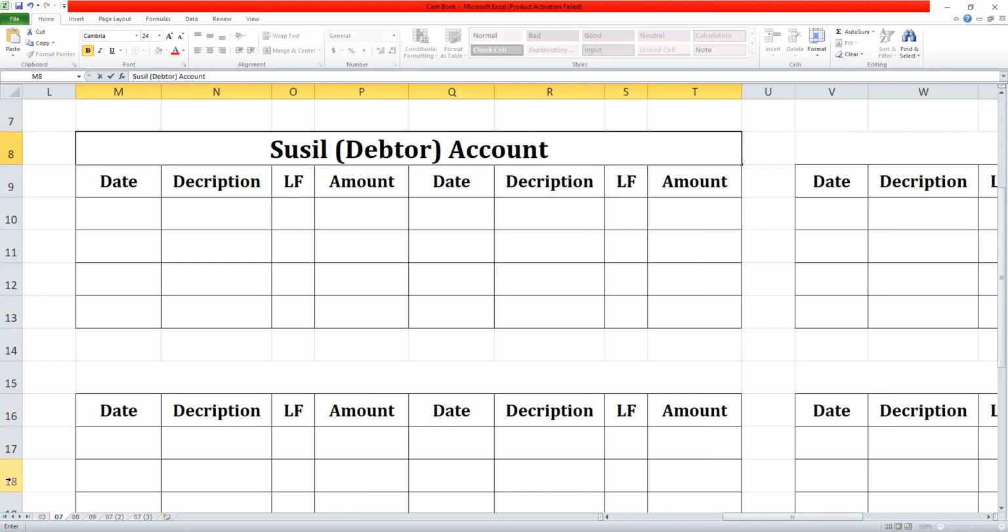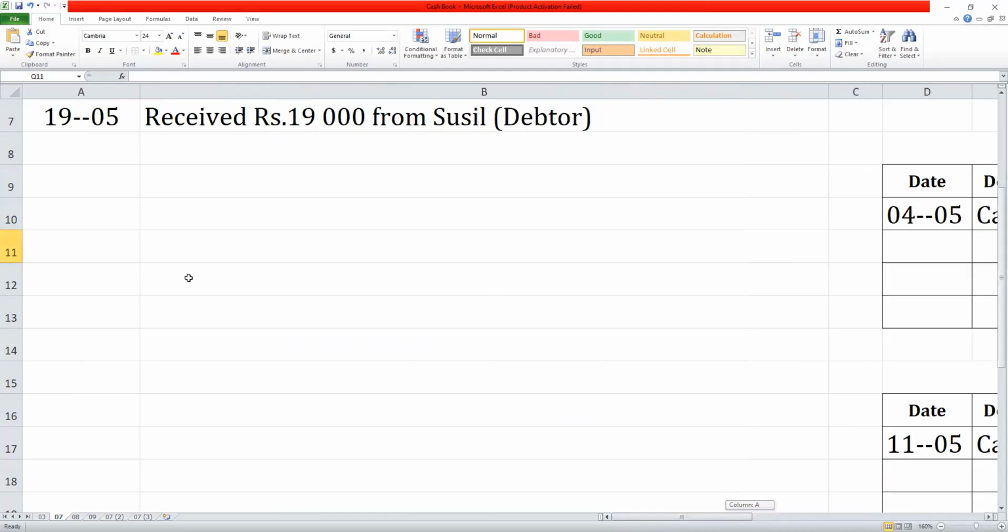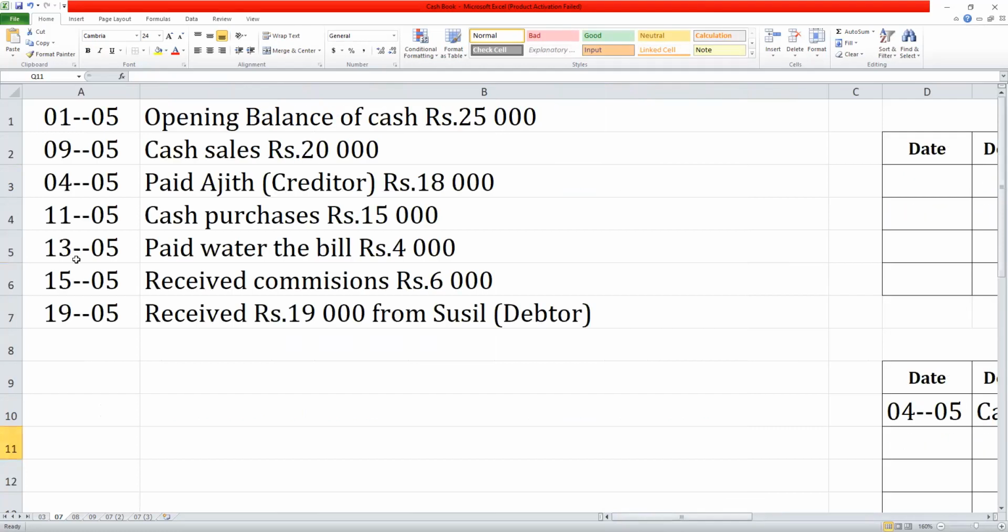This has been debited in the cash book, so it should be credited to the personal account of Susil. 19th of May, cash, amount is 19,000. Right. Now, if someone can recognize the next transaction, that would be great. The date is 20th of May.